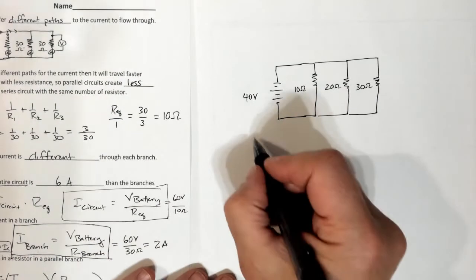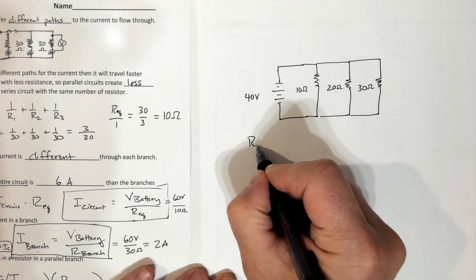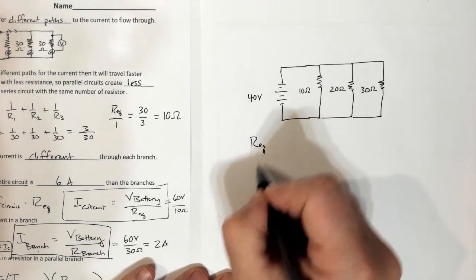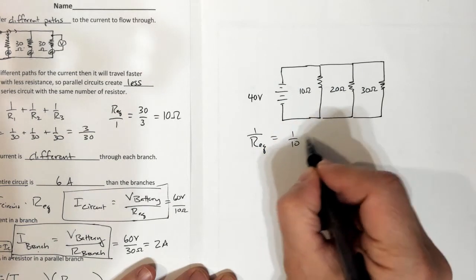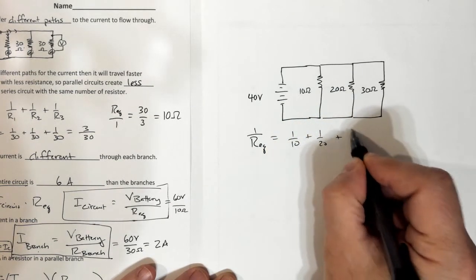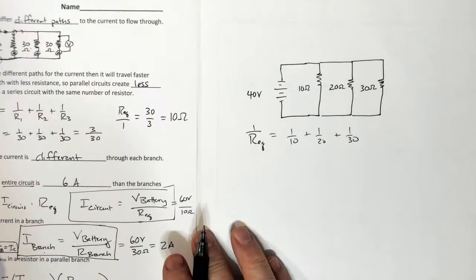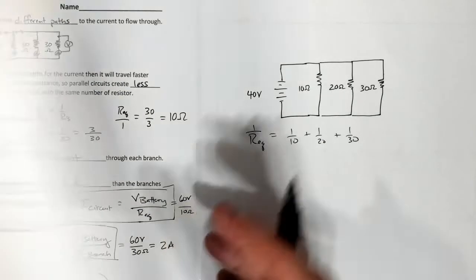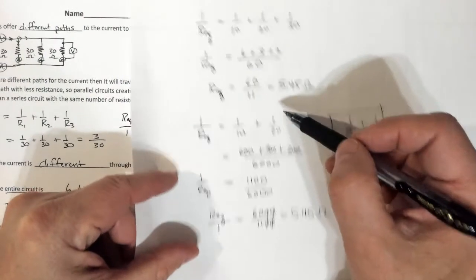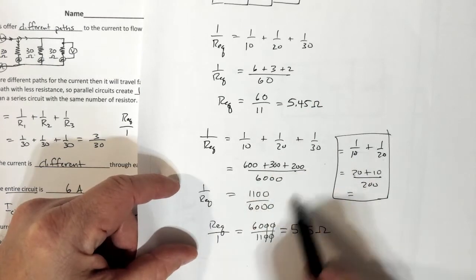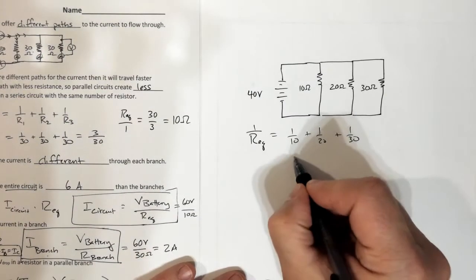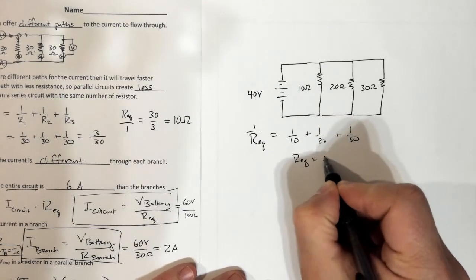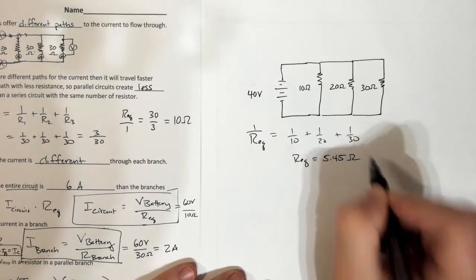So I want to find, first of all, what's the total equivalent resistance for this whole thing. Remember, I got to do 1 over, so 1 over 10 plus 1 over 20 plus 1 over 30. And so remember, I've already done that for you. I did all the math 2 different ways, okay? And so let's just give you the answer. It's 5.45. So R equivalent equals 5.45 ohms, okay?